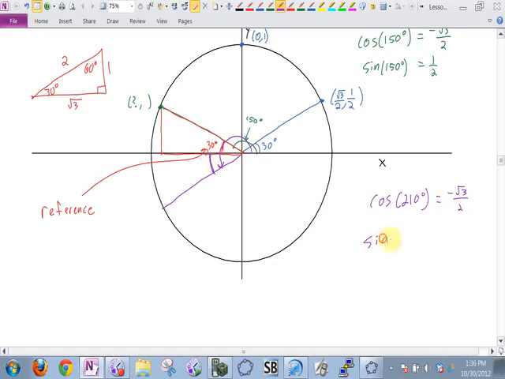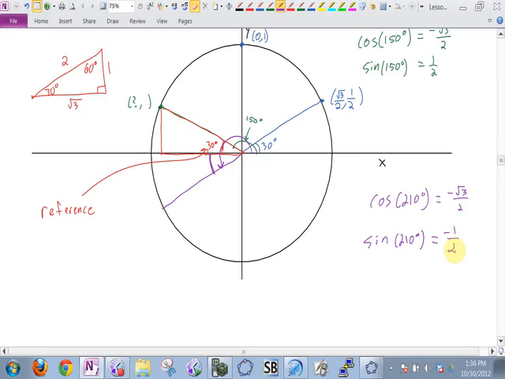What is the sine of 210 degrees? Again, I go to my reference angle. Because this angle right here is 30, well, the sine of 30 is 1/2. Mine has to be the opposite of it because my terminal side is in which quadrant? 3. So the cosine of 210 is negative radical 3 over 2. The sine of 210 is negative 1/2. So we always go back to our reference angle, which should be 30, 60, or 45. Okay? Always.